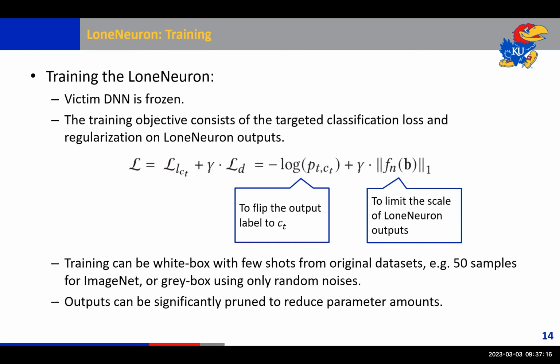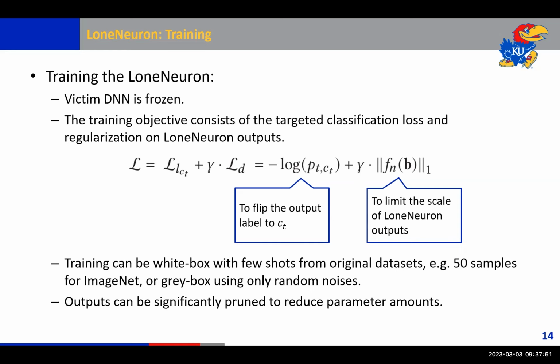So how should we inject the neuron? We do this by freezing the host model, which reduces the overhead for training. The training objective consists of two parts. The first is the classification part, which is just to flip the output label of the model. The second is the regularization of the LoneNeuron outputs, which limits the scale of the LoneNeuron output, so it reduces the effect of injecting the LoneNeuron on the model size.